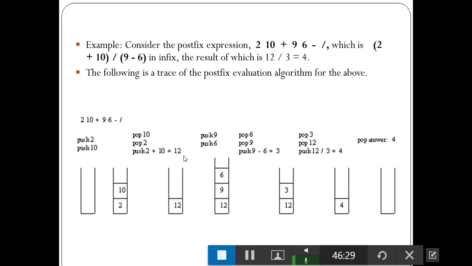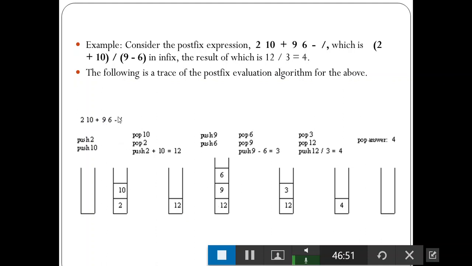12. Now after you get this 12, the output, simply push that into the stack, and 12 will be pushed into the stack again. Got my point? Okay, so this one is done. Now what remains? 9. 9 is an operand or operator? It is an operand. So 9 will be pushed, 6 will be pushed.